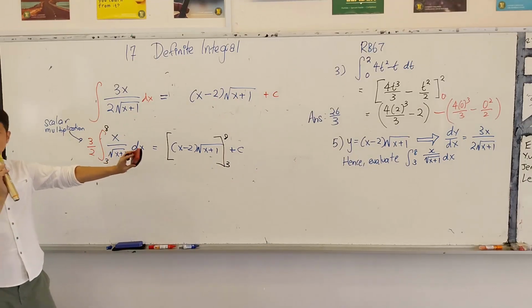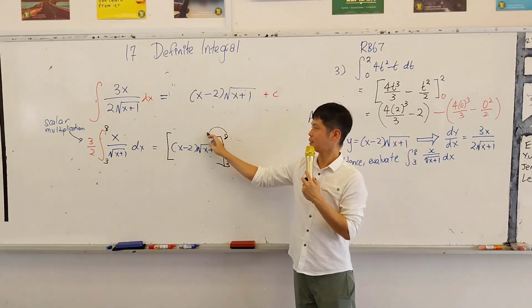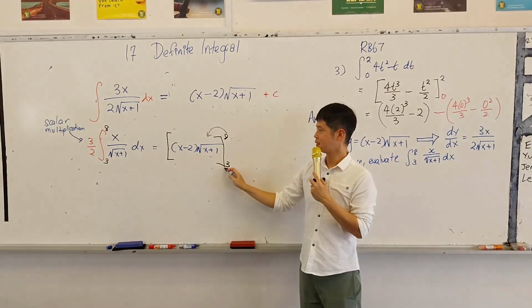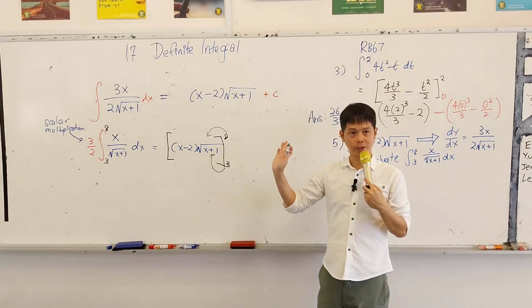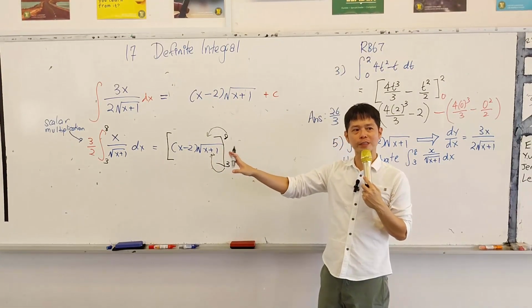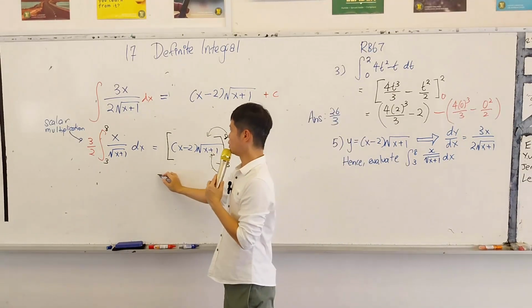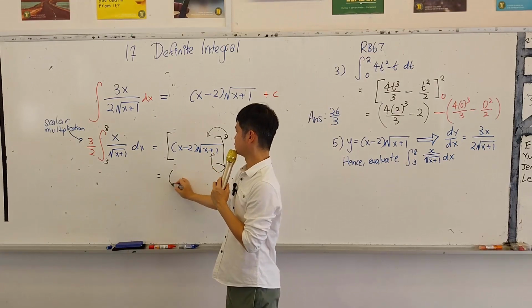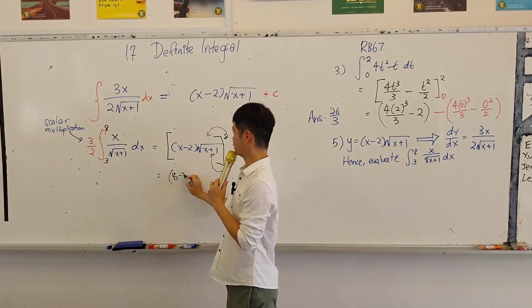Then after that, I want to erase something. What do you think I'm going to erase? I'll erase the C. I sub in the 8, and then I sub in the 3. Let's do the right side first. Don't do the 3 over 2 first; leave it there first. Let's do the 8 and the 3 first. I'll put in the 8 first, so I will have 8 minus 2.